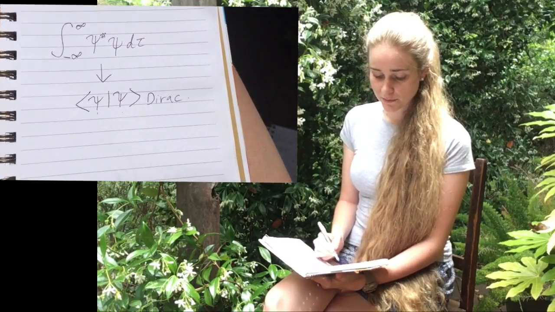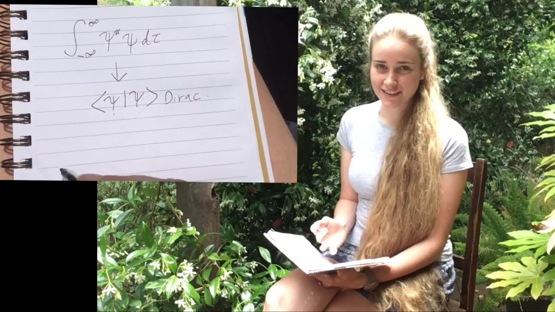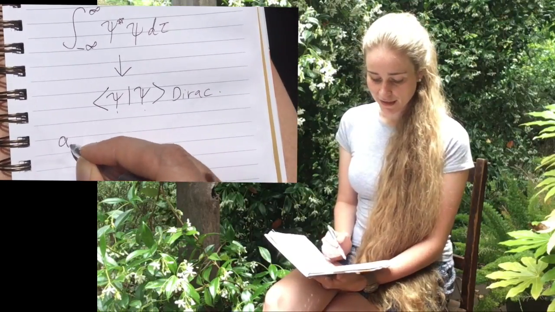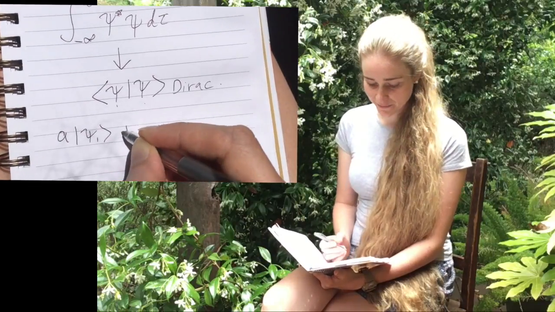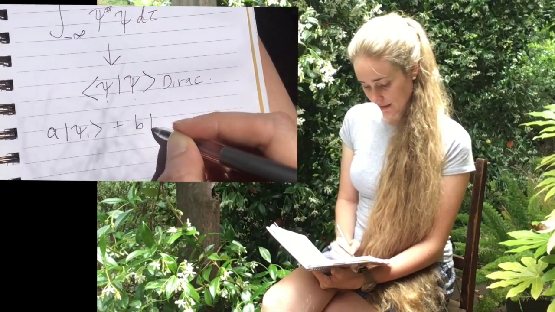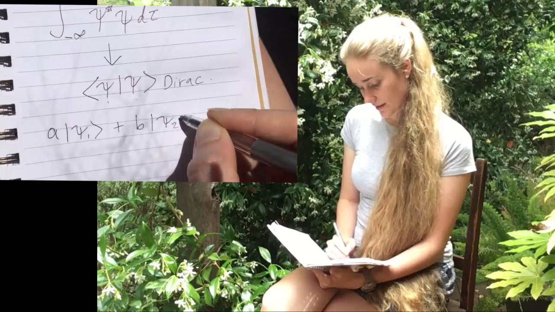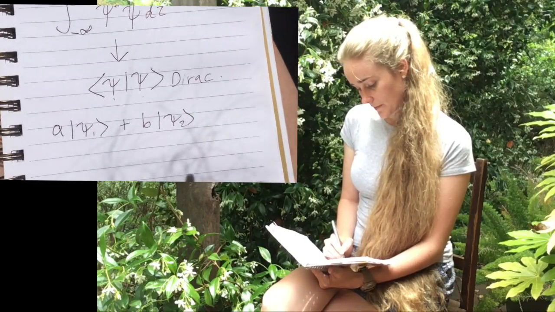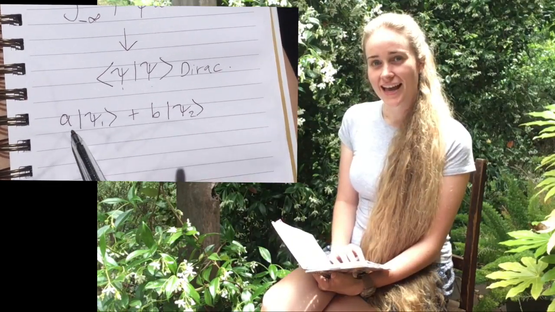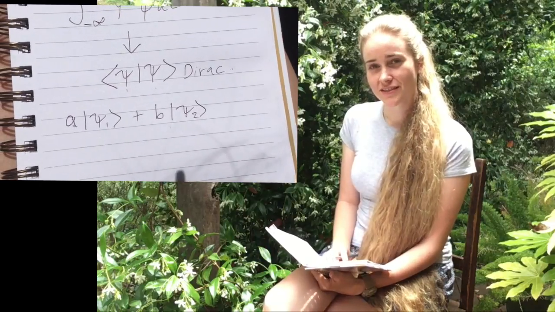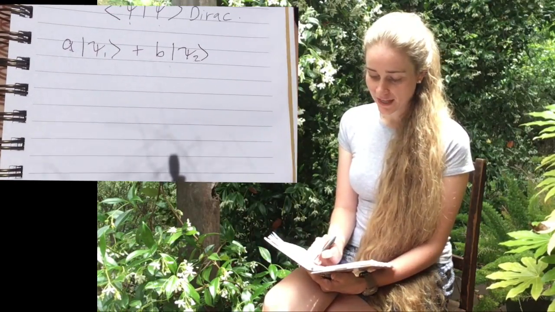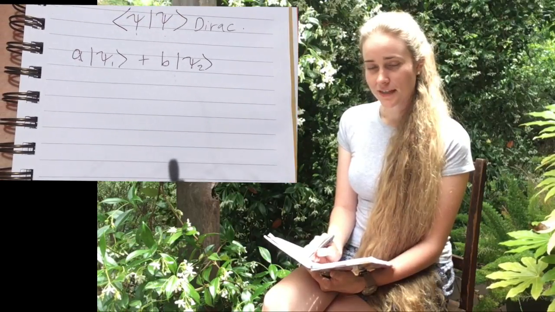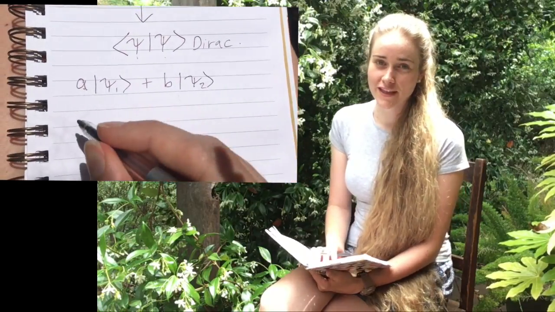If there are multiple states which a particle can exist in, then we can write a linear superposition of states. A and B, the coefficients, are the amplitude of our wave function, and squaring them gives the probability of that state.